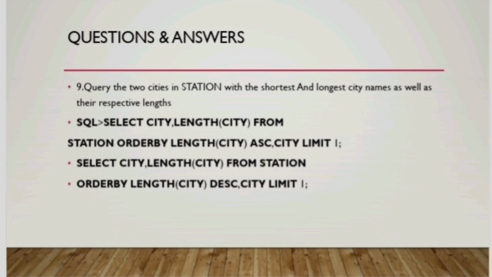The ninth query is, query the two cities in station with the shortest and the longest city names, as well as their respective lengths. So the query is like this. Select city, length of city from station order by length of city ascending, city limit 1. The next one is select city, length of city from station order by length of city descending, city limit 1. Limit 1 means we have to take only the first row.